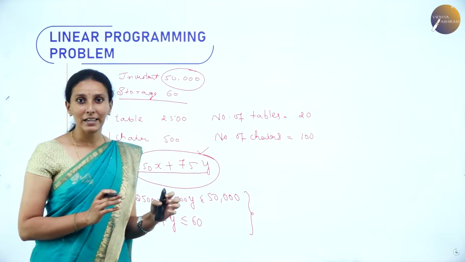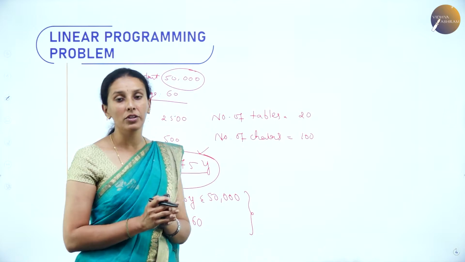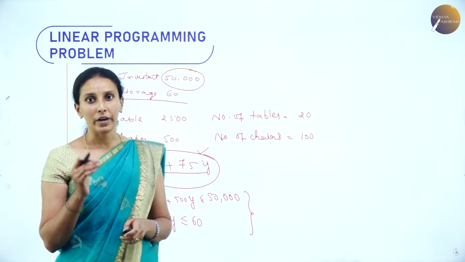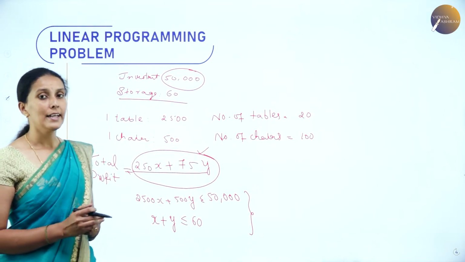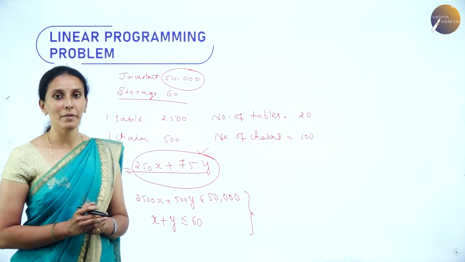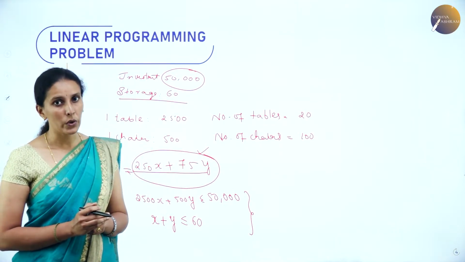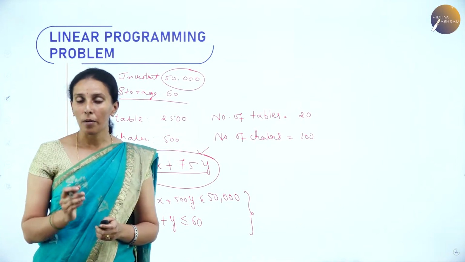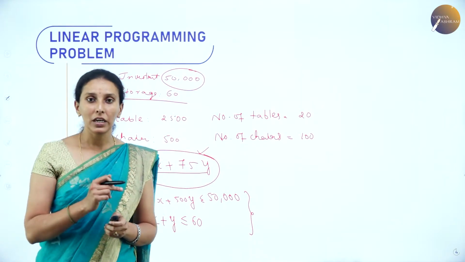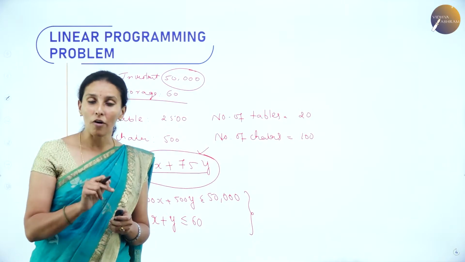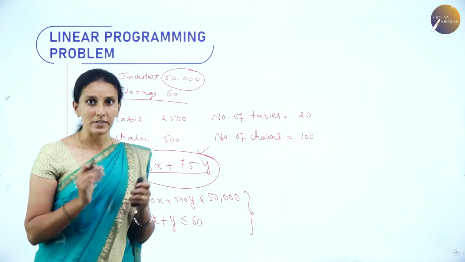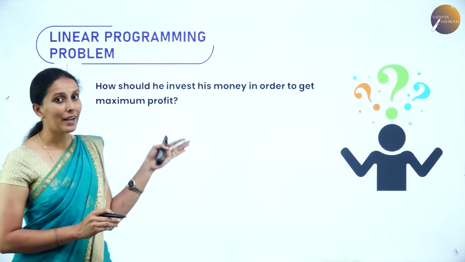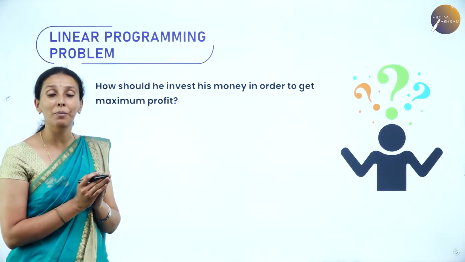So based on that linear constraint, finding the value for a linear function is nothing but a linear programming problem. Here, as I said, the dealer has a maximum investment of 50,000 and a storage capacity of only 60 pieces. Thus, this linear programming problem can be formulated as follows. We are finding his maximum profit by investing 50,000 rupees. So how should he invest money in order to get maximum profit? That can be formulated with the help of a linear programming problem.